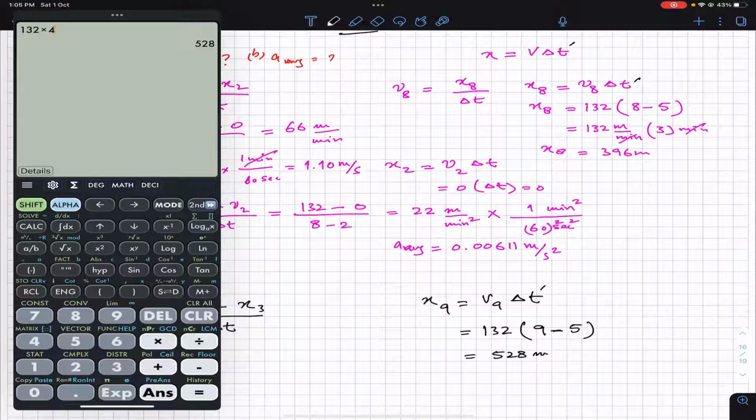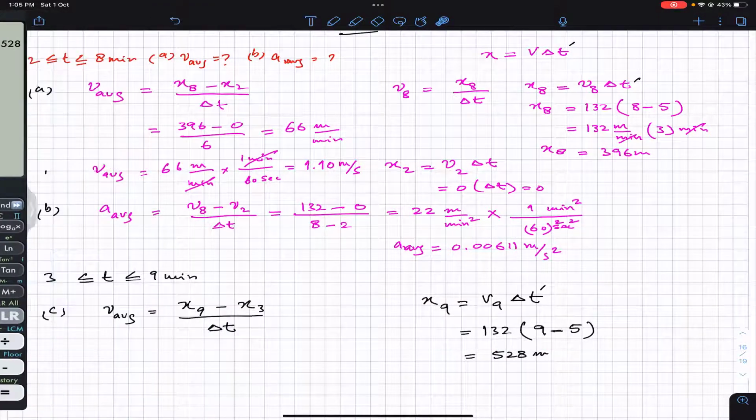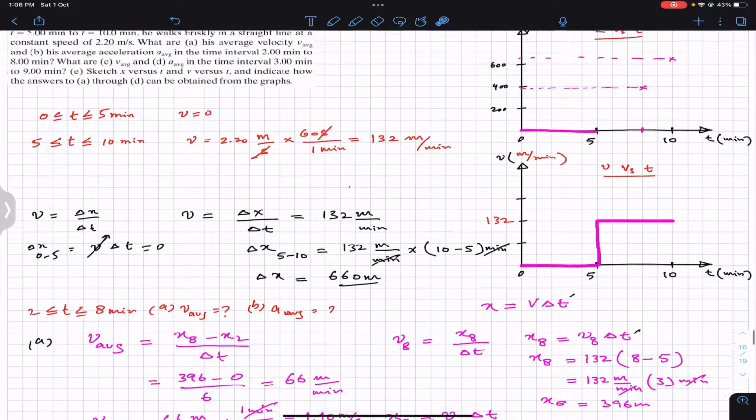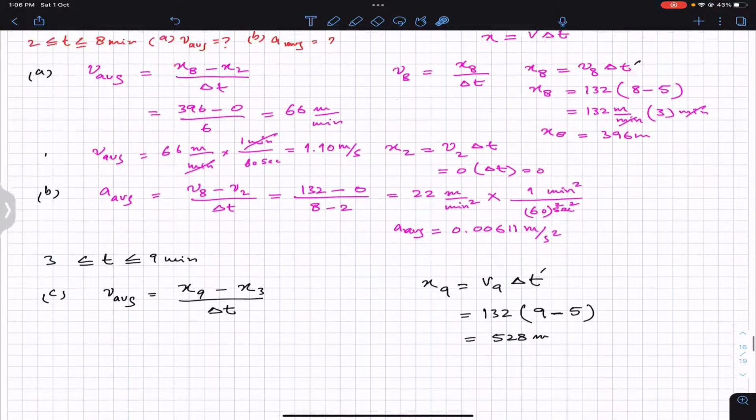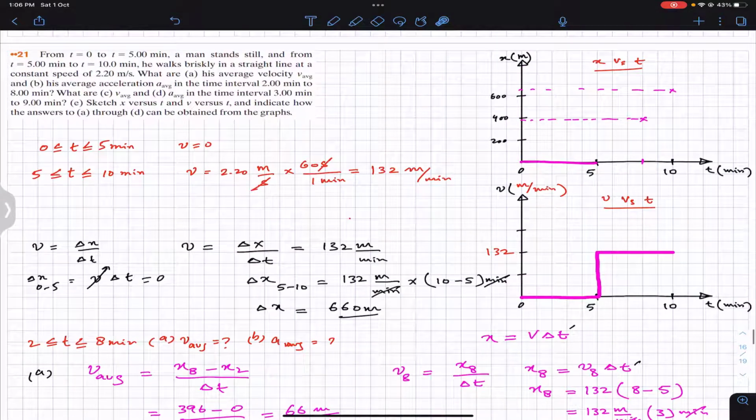528 meters. Again, this is in meter per minute, this is in minutes. So meter per minute, minute will cancel out, we will have the answer in meters. So this is 528. So now at t equals to 9 minutes, it is 528. So 500 is somewhere here, so 528 will be somewhere here. So let's locate that point. Let's say that this is that point.